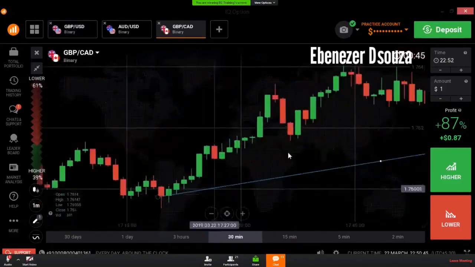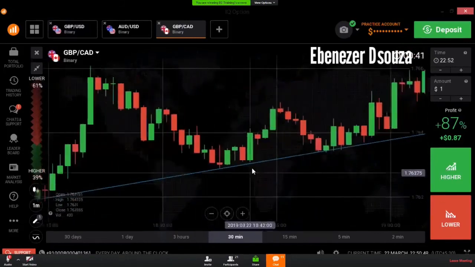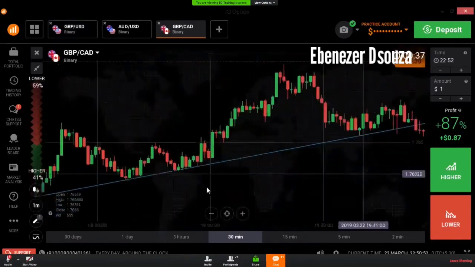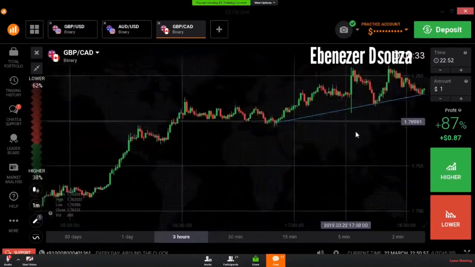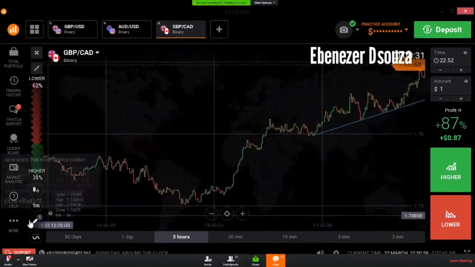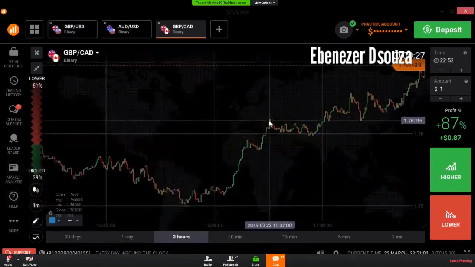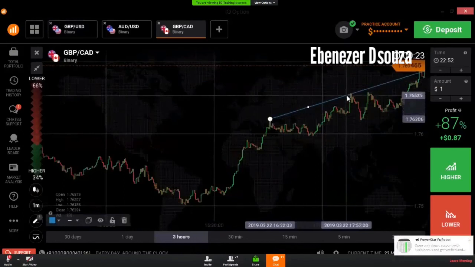A buy entry point, a buy entry point, again a buy entry point, again a buy entry point, again a buy entry point. To know the buyer's entry point, always draw a trend line, or to know the seller's entry point, always draw a trend line.